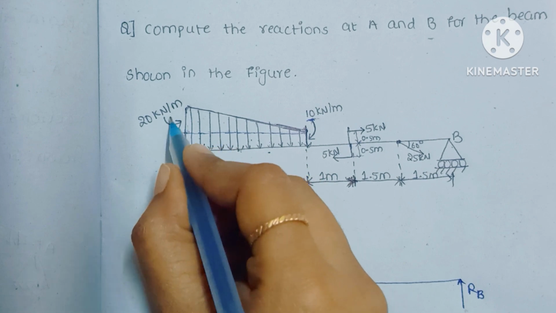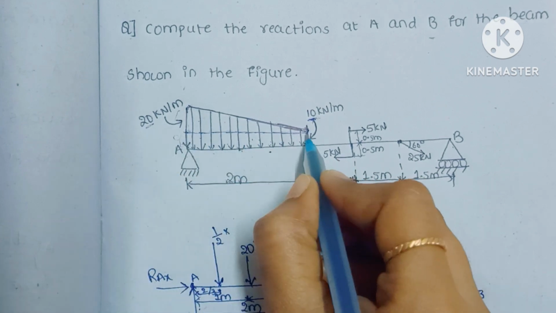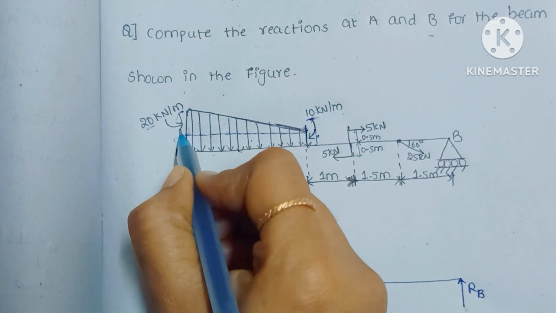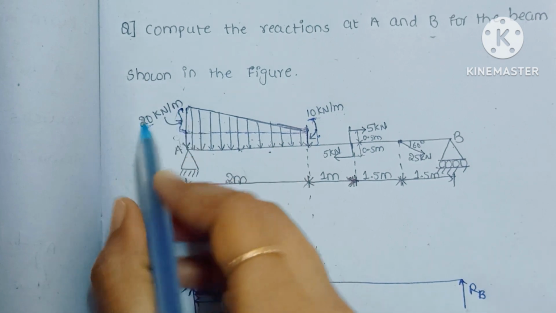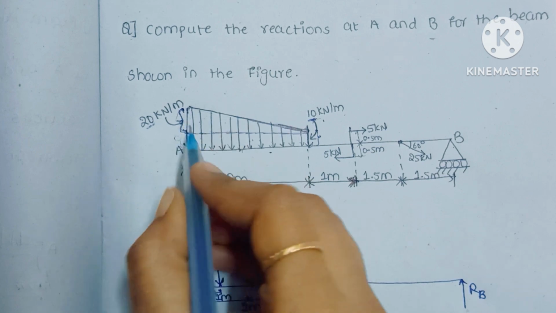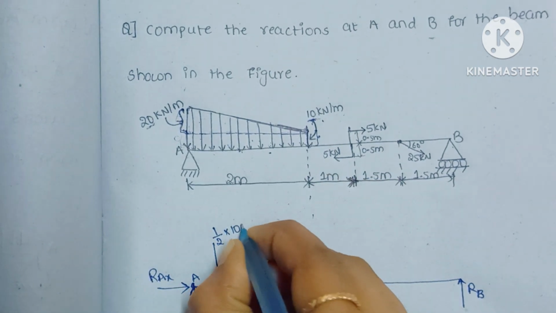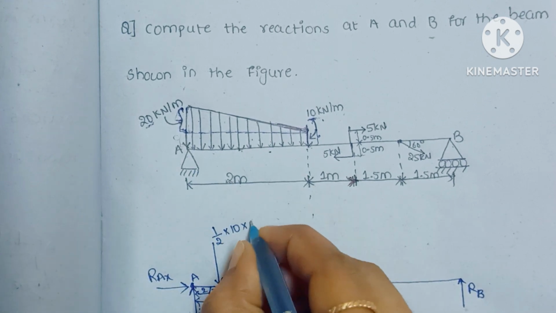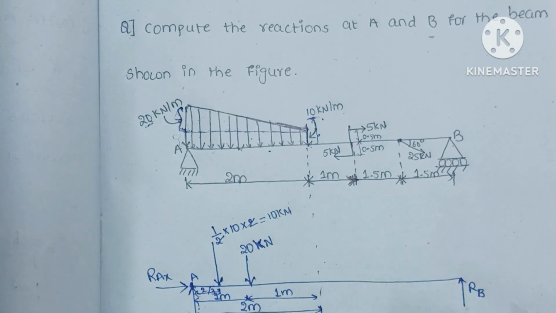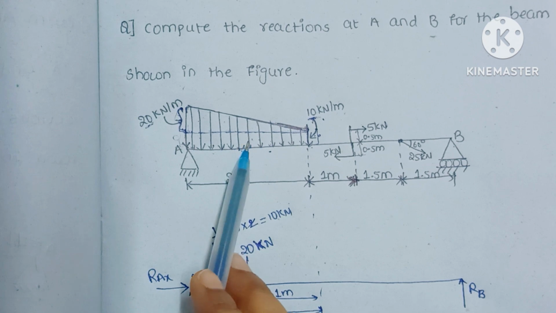So here we have total, this much is 20 kilonewton per meter. This side we have 10 kilonewton per meter. So we need only this much of height. So we have to subtract from each other. So 20 minus 10, which is equal to 10. So 10 into this length, which is 2 meter. So we will get from here 10 kilonewton. Understood? So for a trapezoidally distributed load, two loads will act.